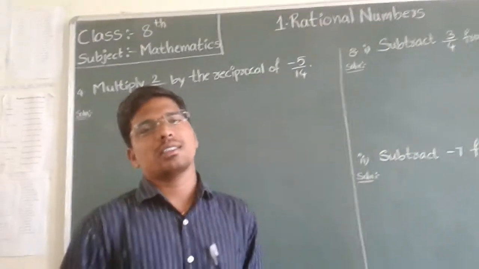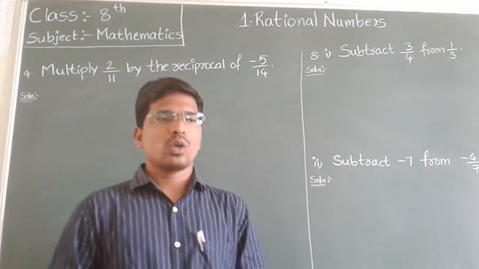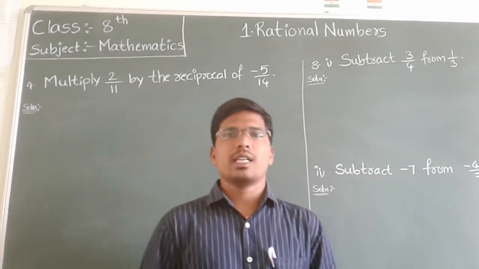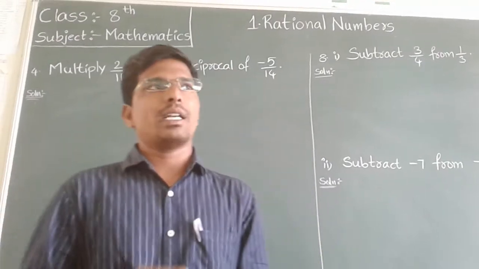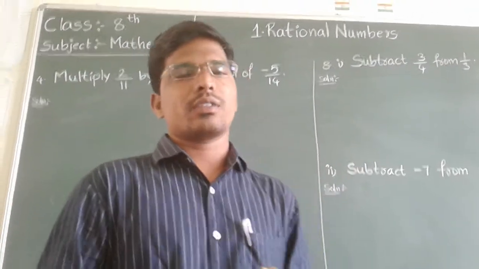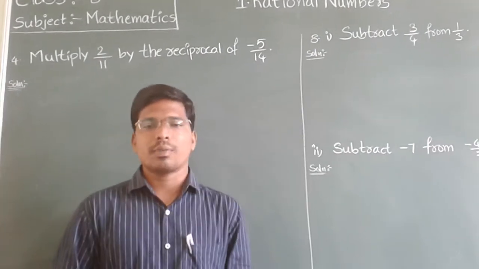In the previous classes we have discussed the chapter rational numbers and some properties: closure property, commutative property, associative property, distributive property, additive identity, additive inverse, multiplicative identity, multiplicative inverse. I hope everyone has understood those properties and how to solve the problems.